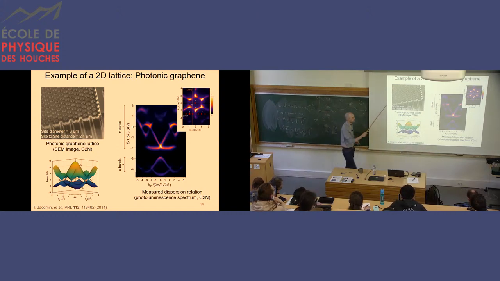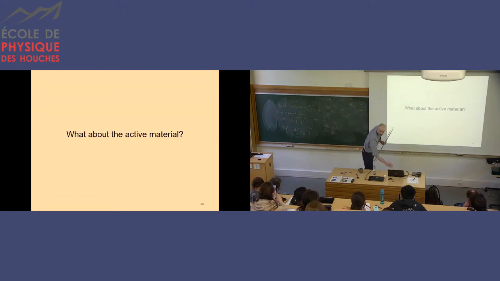But with these pillar structures coupled to each other through this kind of tight-binding approach, we managed to simulate graphene and to realize a photonic graphene analog and measure the dispersion of graphene. Okay? But as you pointed out earlier, for the moment I have completely forgotten about the interactions and the nonlinear medium. And this is the next point I want to discuss. What about the active material? What about the interactions?